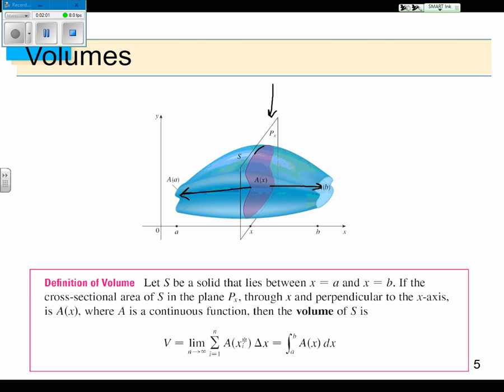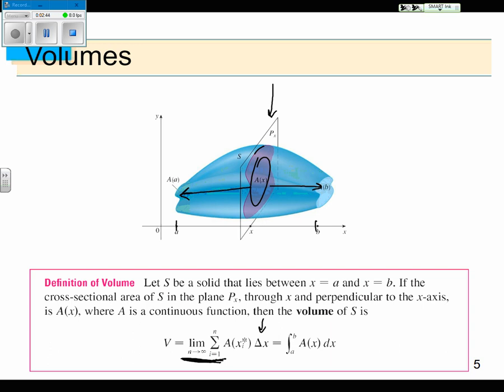Okay, so let's get a new definition of volume right here. We're going to have a solid S that lies between x equals a, which would be right here, and x equals b. So if I can take the cross-sectional area of S in the plane P of x, perpendicular to the x-axis, and if that area turns out to be A of x, and A is a continuous function, what I can do is take infinitely many slices of bread, add them up, and multiply by their thickness, all right?